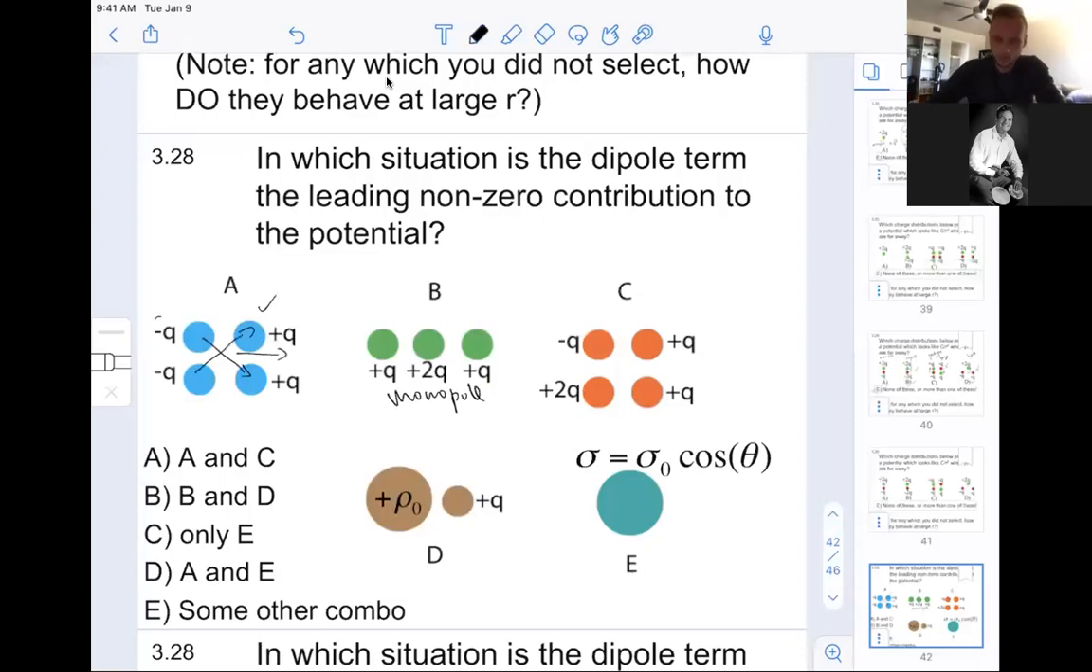So it's going to be Q net, as in 5Q, 4Q. And what about C? It's also a monopole. The total net is going to be 3Q. And D, again, it's a monopole because this is positive, this is also positive, even though we don't really know exactly how large this is. E might be the one that's more interesting.